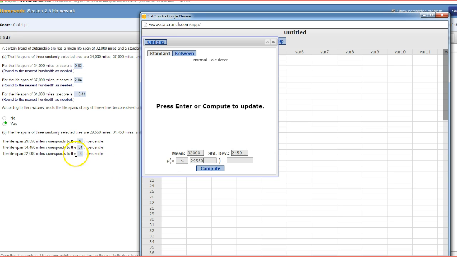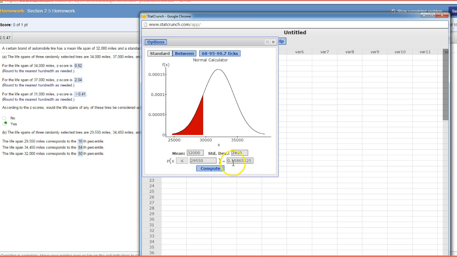29,550. So this is 29,550, everything less than that. So make sure your symbol is less than or equal to. I'm going to click compute. So it's 0.1586, rounding off to the decimal place. When I round this off, this is approximately 0.16, and changing that into a percentage, that is going to be approximately 16%.